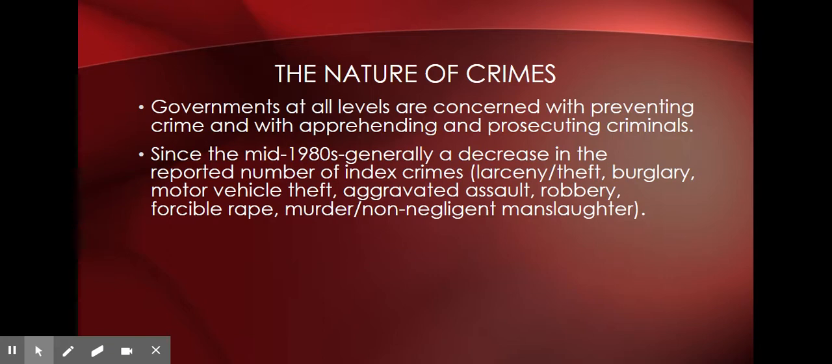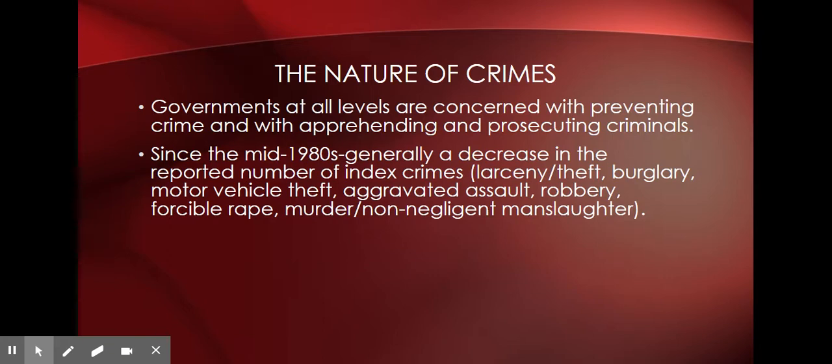Since the mid 1980s, as much as we see it in movies and TV, and as horrible as it is, there has been a general decrease in the number of index crimes. Now, index crimes are things like larceny and theft, burglary, motor vehicle theft, aggravated assault, robbery, forcible rape, murder, and non-negligent manslaughter. Okay, so there has been a decrease in these crimes. Okay, not saying they're not serious. A lot of them would still be considered felonies, but we've seen a decrease in this number of crimes.